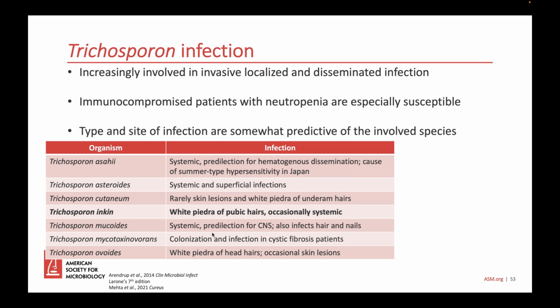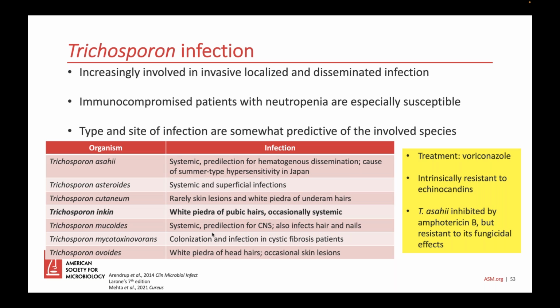It's also the cause of this very curious and very interesting summer-type hypersensitivity that is observed in Japan. And I can't help but think that's where the specific epithet comes from, asahii, which I believe means sun or sunrise, in keeping with that summer-type presentation. So the treatment is voriconazole. It's intrinsically resistant to echinocandins. This is all Trichosporons, but notably Trichosporon asahii appears to be inhibited by amphotericin B, but is resistant to its fungicidal effects. So that's why people really want to switch onto voriconazole to treat Trichosporon.